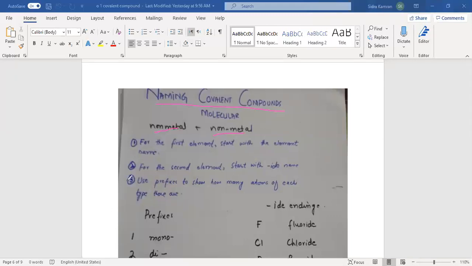So look here. First rule: for the first element, start with the element name. For example, if I write HCl, as the first rule says, for the first element, start with the element name. So what is the name for H? It is hydrogen. So you have to write it as hydrogen.